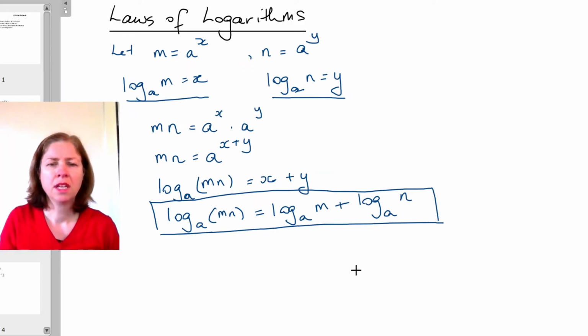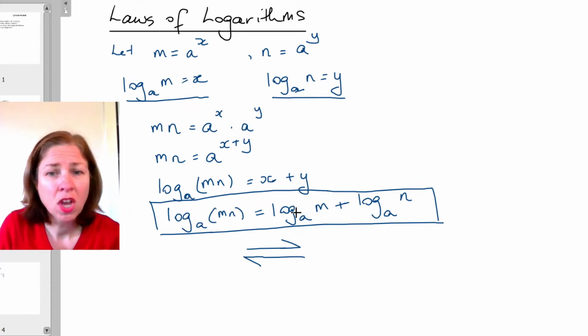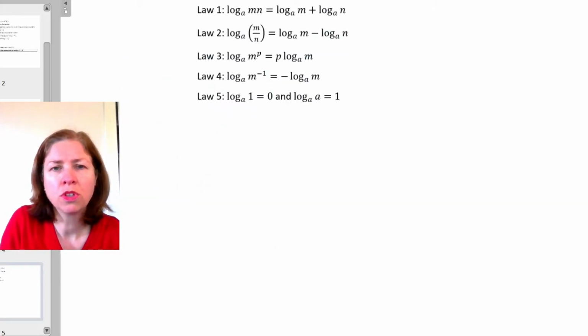Right there. What it's saying is, and this can work in both directions, I can go that way or I can go that way. If I've got log base a of two things multiplied together, I can expand that to be log base a of the first thing plus log base a of the second thing. Or I can bring these together. If I've got the same base, two logarithms with the same base added together, then I can simplify it to multiply there. So let's have a look at our other laws of logarithms.